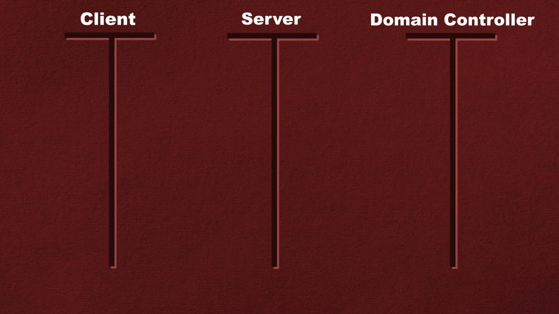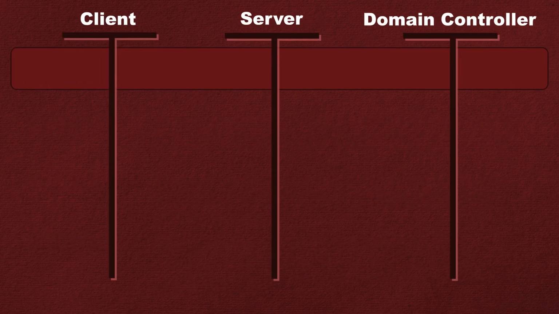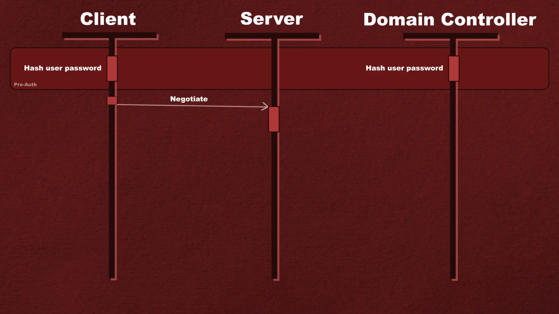Before any communication takes place, it's worth noting that the client and the domain controller both have knowledge of the user's NT hash, and the server doesn't have access to this. To start, the client initiates authentication with a negotiate message. The server generates a challenge block to send back to the client as a challenge message. Then the client derives an encrypted challenge block using the user's NT hash.